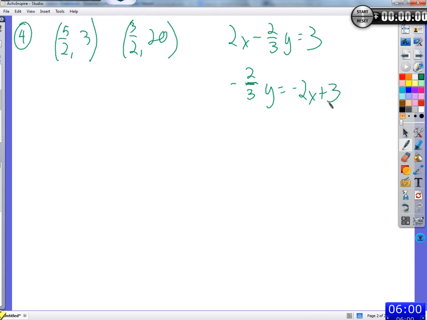Now I gotta get rid of that negative 2/3. Divide by negative 2/3. Okay. Divided by a fraction, it's kind of nasty. What can we do instead of dividing by negative 2/3? Multiply by 3 over negative 2. Okay.